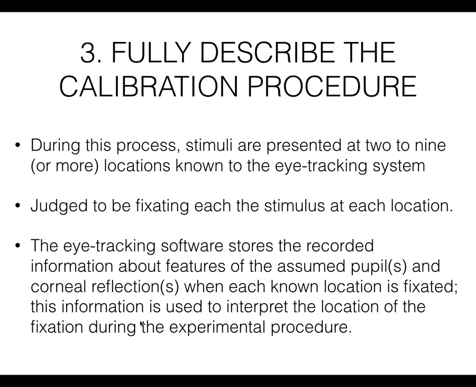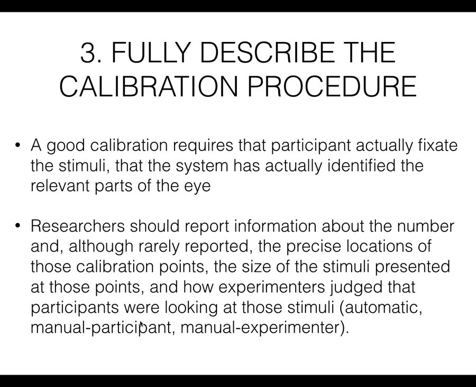Automatic and manual, as we explained when we had the hands-on session, can give you slightly different accuracies in calibration. Automatic tends to be faster, a little less accurate. Manual tends to take longer, but is more accurate. Again, most of the time, the eye tracker is storing all that information about known locations, and it's using those to interpret the movement of eye movements in an experimental procedure.